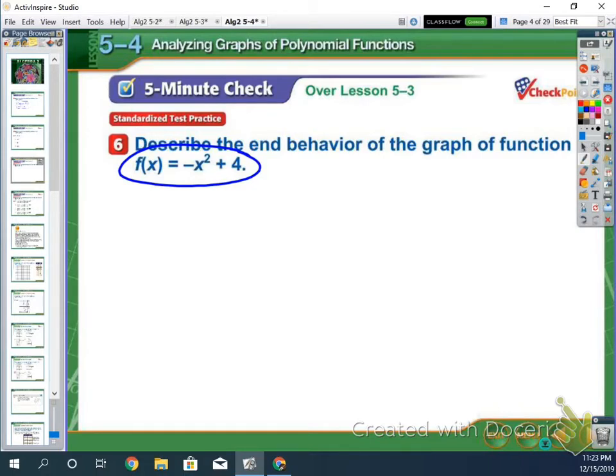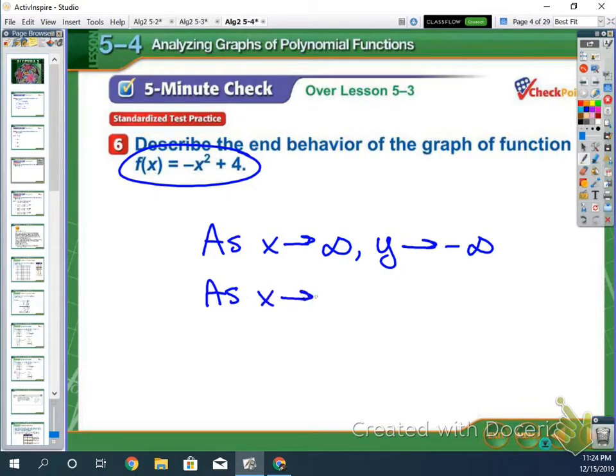But think about what this would look like. After you think about it for a second, the x squared tells me it's a parabola. The negative flips that parabola upside down, so it's opening downward. So the end behavior would be as x approaches infinity, y approaches -infinity, and as x approaches -infinity, y approaches -infinity. It would look something like that.